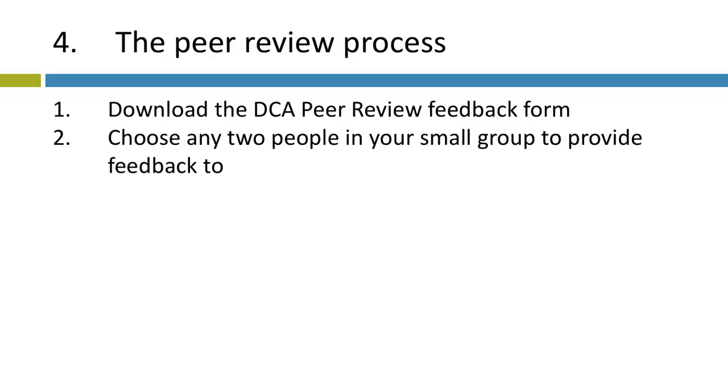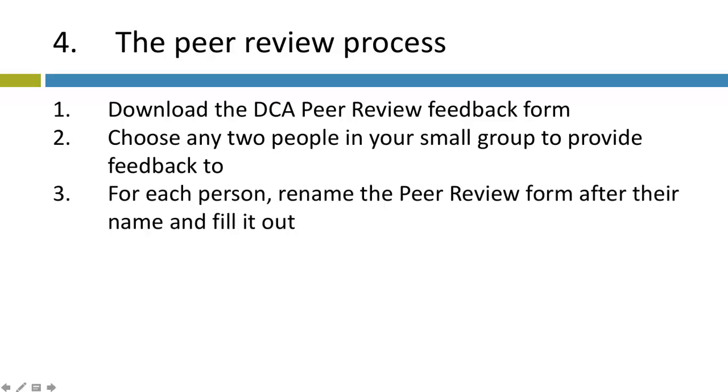You're going to choose any 2 people in your small group, and you're going to provide feedback to those 2 people. How you'll do that, you're going to take that copy of the peer review form that you've downloaded, and you're going to rename it. So create 2 new copies of it, and each of those you're going to name after the person you're providing peer review for. So if you are providing peer review for Farah Muhammad, that's what you're going to name that person's peer review form. Once you've renamed it, then you're going to read their assignment and you're going to fill out the peer review form.